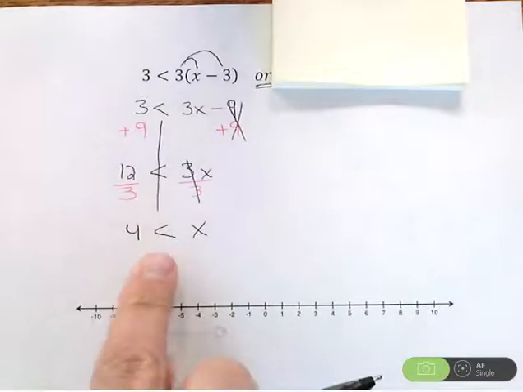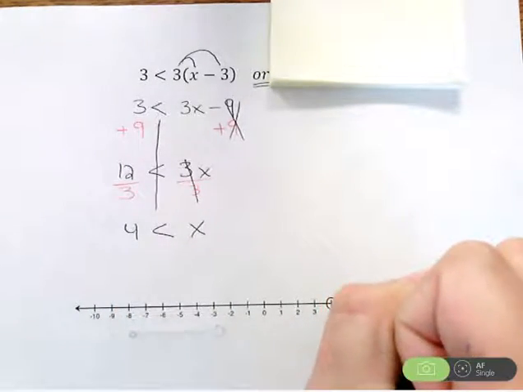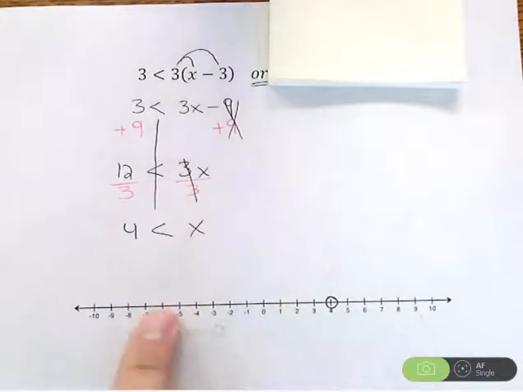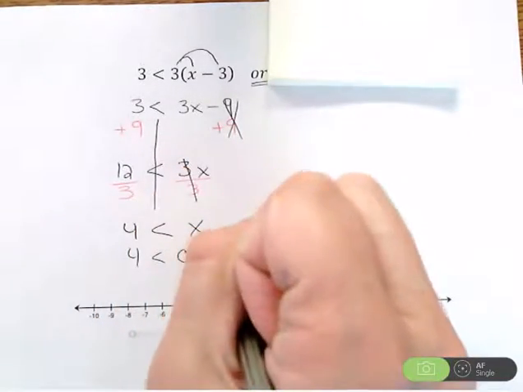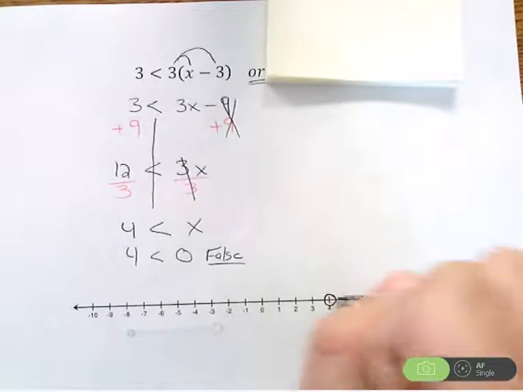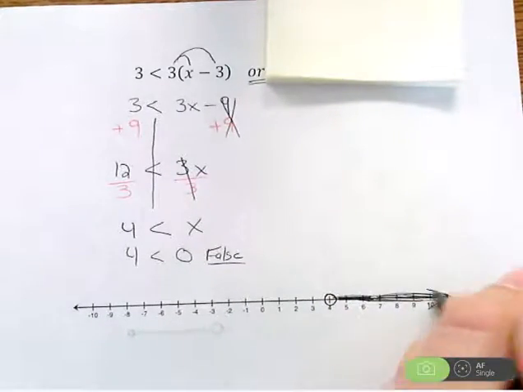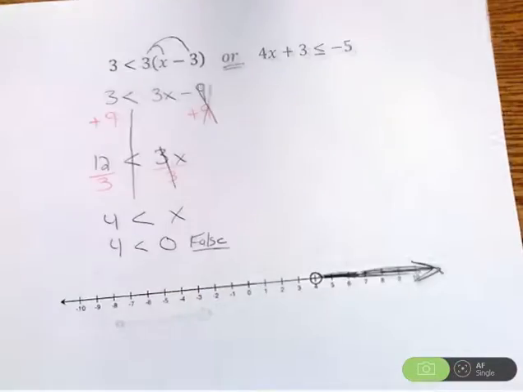And we could graph this, so 4 is less than x, so at 4 we should have an open circle. If we plug in 0 to test our shading here, we have 4 less than 0, which is false. If it was true, we go towards the 0, because I plugged in 0. If it's false, we're going to go away, so I'm going to go to the right. And on the same graph, I'm going to do this second one.